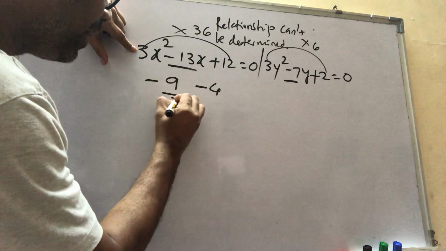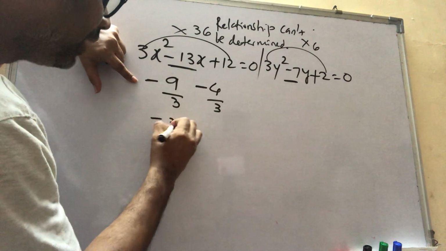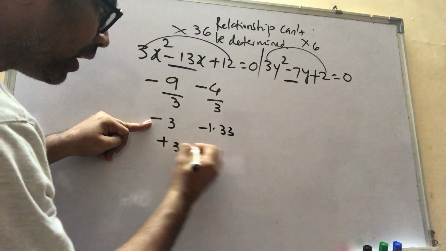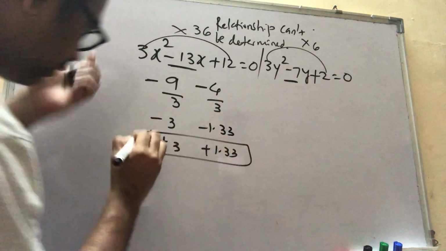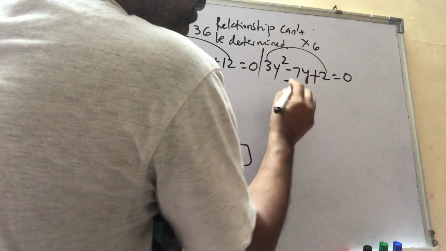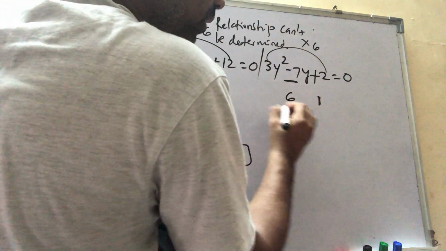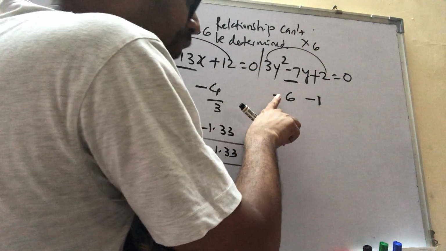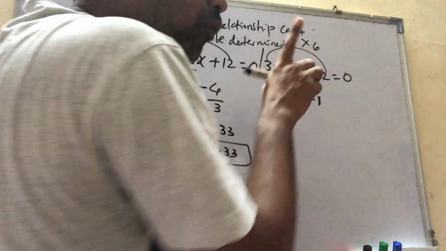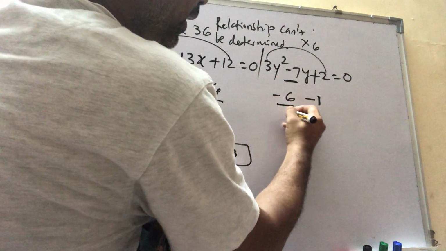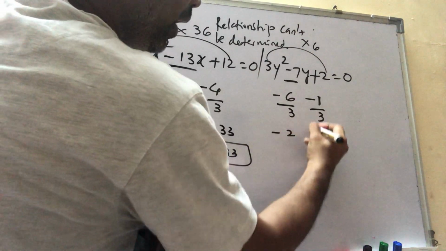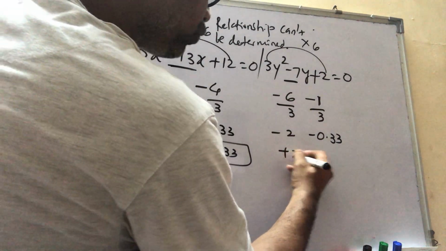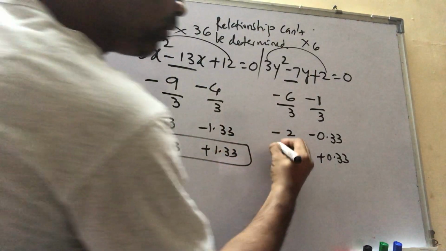Other than 1, so I will divide by 3. I will divide by 3. So this will be minus 3 and this will be minus 1.33. When you take it to the other side, this will become plus 3 and this is 1.33. These are the factors of x. And here, 6 ones are 6, then only you will get minus 6 and minus 1, because you want minus 7. And when you multiply minus into minus, you will get what? Plus. So again divide by 3. So here minus 2 and here minus 0.33. And now when you take it to the other side it will become plus 2 and plus 0.33. So these are the factors of y.